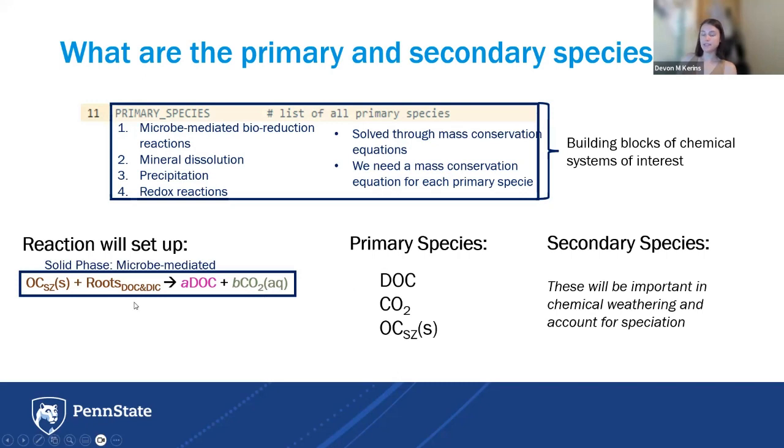we will actually end up, since we're decomposing a solid phase by a microbe-mediated reaction, we're actually going to list all of these as our primary species. So an easy way to think of these primary species is that primary species are those from solid phases and products from the kinetic reactions. And so we have the solid phase and our products of the kinetic reaction, which is DOC and CO2. And again, our secondary species will be more important in chemical weathering and speciation reactions, as these will be species that are made out of our primary species and usually determined via equilibrium controlled reactions.